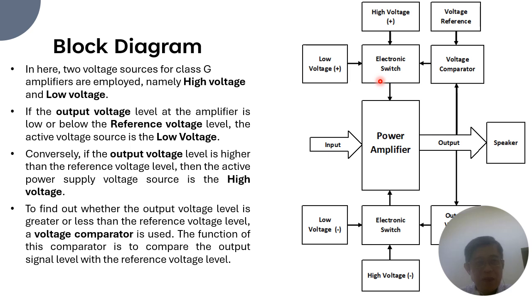If the input voltage level of the amplifier is small, after being amplified the output voltage level is also small, or less than the voltage reference, and it uses a power supply voltage that is also small, so the power dissipation is relatively small.